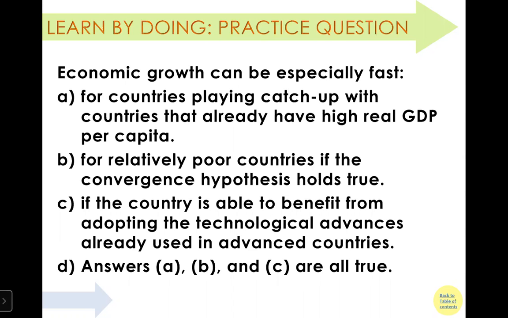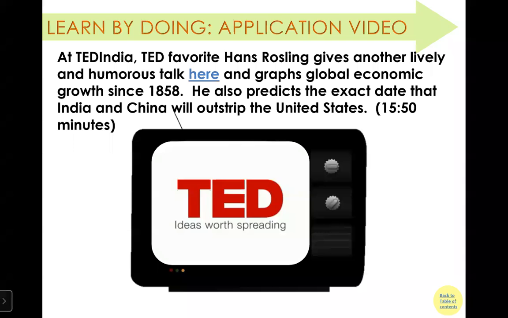So economic growth can be especially fast A, for countries playing catch-up with countries that already have high real GDP per capita. That is true, right? And B, for a relatively poor country, if the convergence hypothesis holds true, is also correct. C, if the country is able to benefit from adopting the technological advances already used in advanced economies. So the answer is D. Okay, A, B, and C are all true. Okay, so we are going to skip this video.